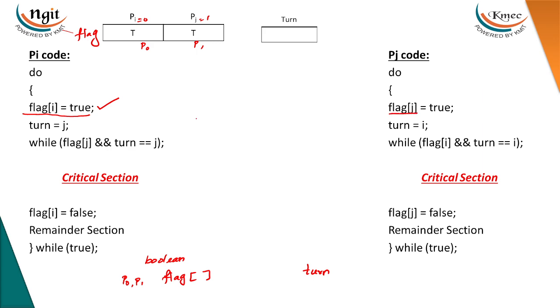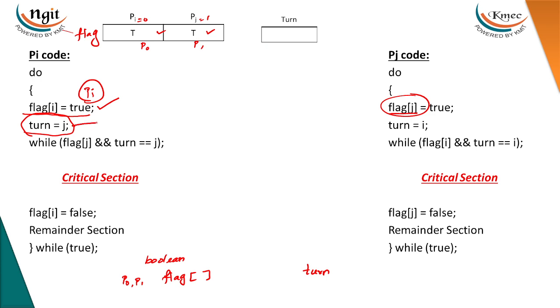What is meant by that? Flag of i equal to true or flag of j equal to true. What is meant by flag of i equal to true? Pi is ready to execute critical section. Flag of j equal to true means Pj is also ready to execute critical section. Now at any point of time, flag of i equal to true and flag of j equal to true. But look here, there is no turn value.